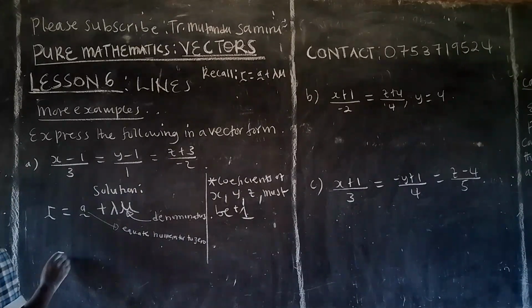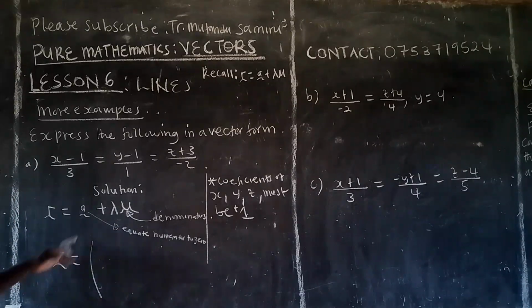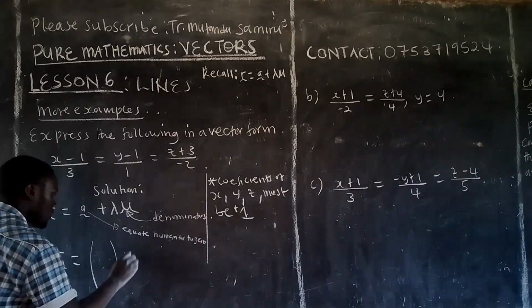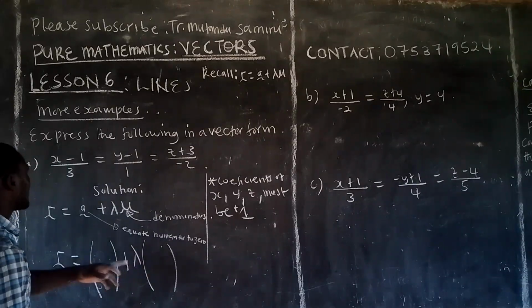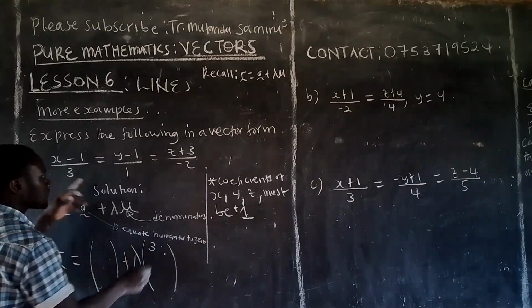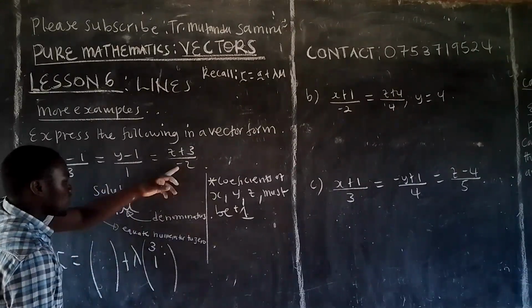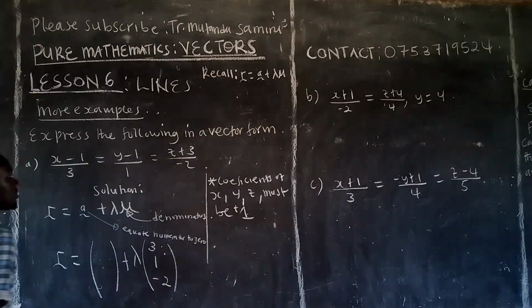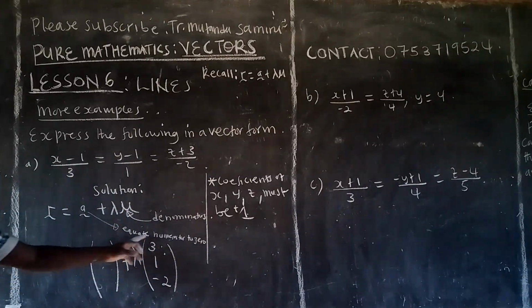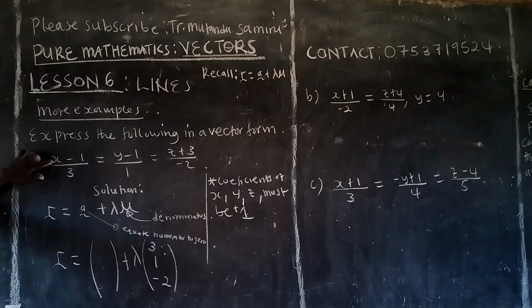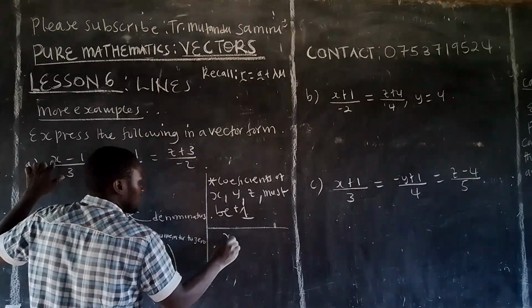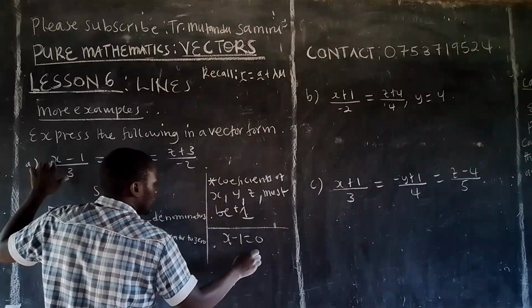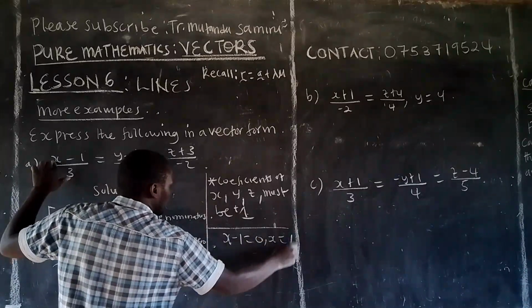So now the R vector will be equal to, here you equate denominators to 0, plus lambda. Here you put the denominators. Denominator of x is 3, denominator of y is 1, denominator of z is negative 2, in that order. Now here equate numerators to 0. So x minus 1 equals 0. What will you get? You'll get that x is equal to 1. That's the logic you're using.